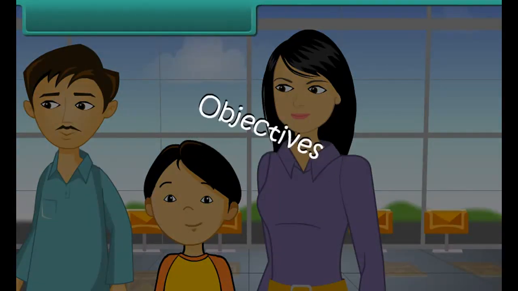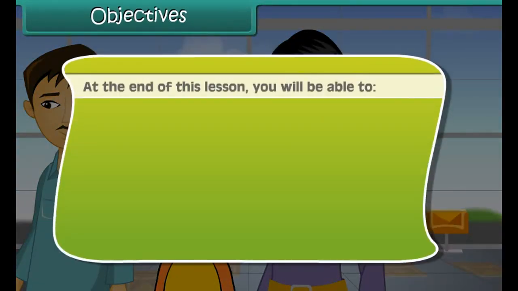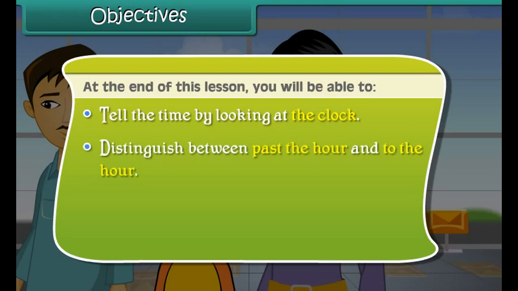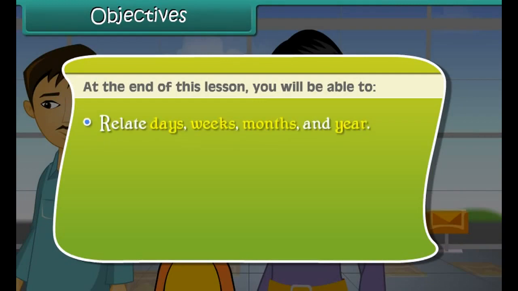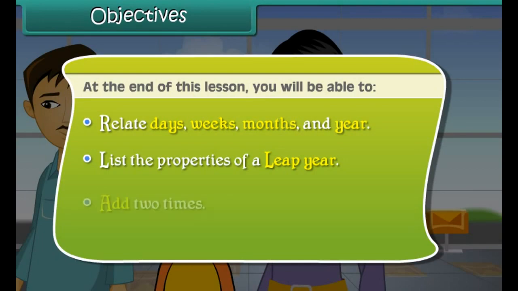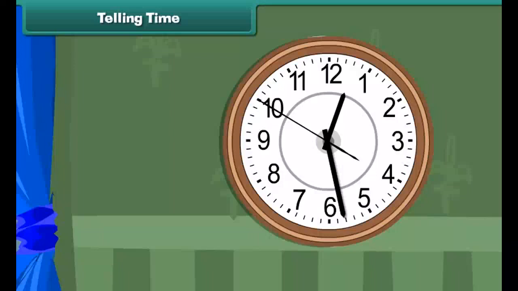Objectives. At the end of this lesson, you'll be able to tell time by looking at the clock, distinguish between past the hour and to the hour, use AM and PM correctly, use the 24-hour clock, relate days, weeks, months and year, list the properties of a leap year, add 2 times, subtract 1 time from another.